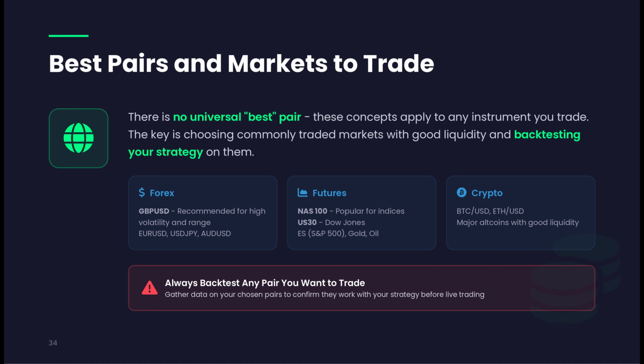Other major pairs like Euro-USD, USD-JPY, AUD-USD, these are all perfectly tradable as well. The key is liquidity and predictable behavior patterns. Avoid the exotic pairs unless you really know what you're doing. Those pairs can be erratic and expensive to trade due to wide spreads.